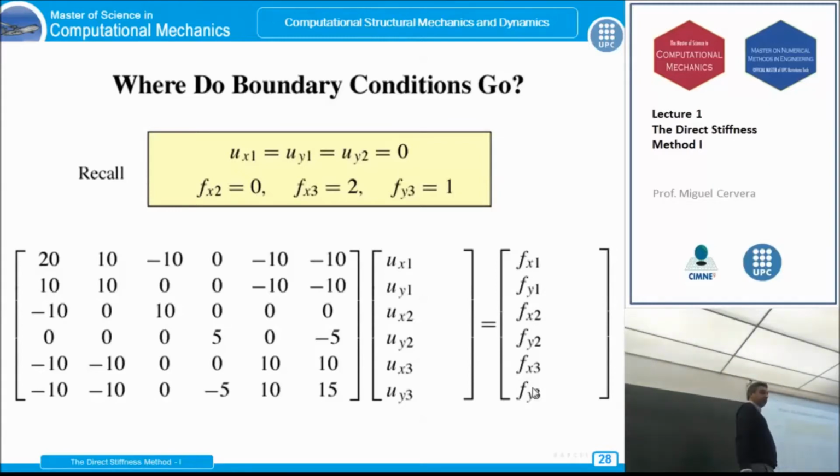And why is it singular? Because it has to be. Because we haven't put the boundary conditions yet. So the structure, even with the loads on, is flying in the air. So how can I solve for the displacements if it is flying in the air?